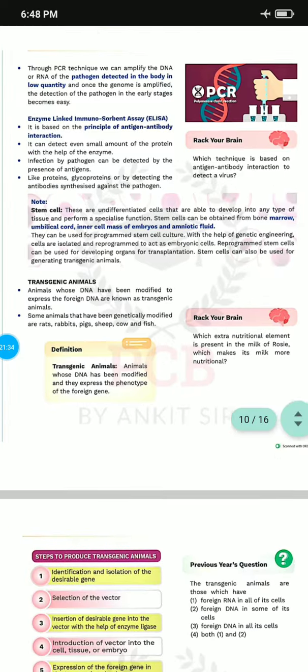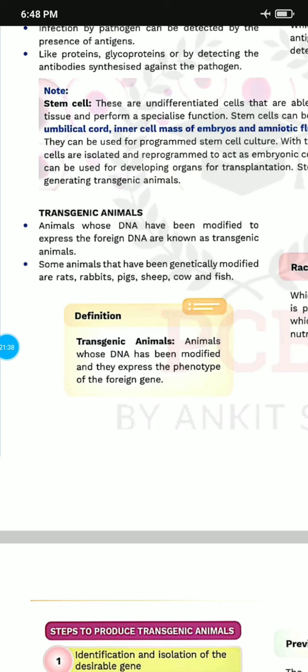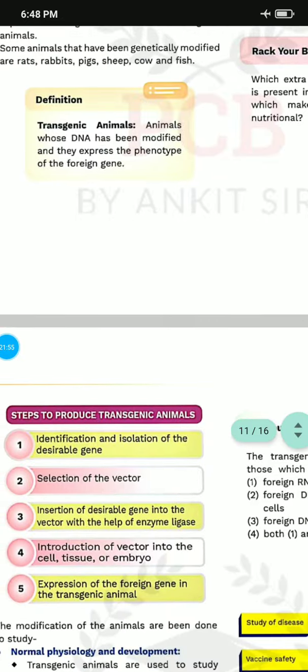The next part is transgenic animals. Those animals whose DNA is modified and which express the foreign DNA are known as transgenic animals. They may be rabbits, rats, pigs, sheep, cows, and fish. Animals whose genes are modified and expressed are called transgenic animals.